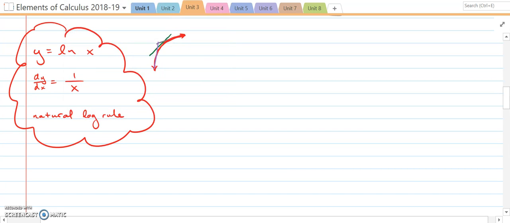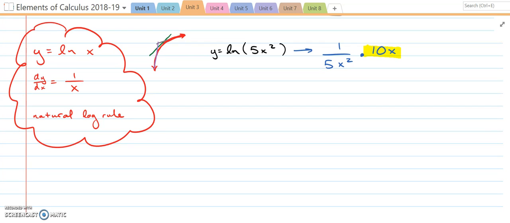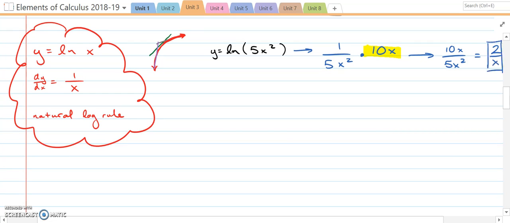So let's go ahead and make it a little bit more complicated. What can I make this thing look like? Well, I could do something like y equals the ln of 5x squared. That's going to become 1 over 5x squared times 10x. And again, this 10x comes from your chain rule. That is the derivative of just the inside. But obviously, this time you can go one step further, or maybe two. There's our final answer this time.